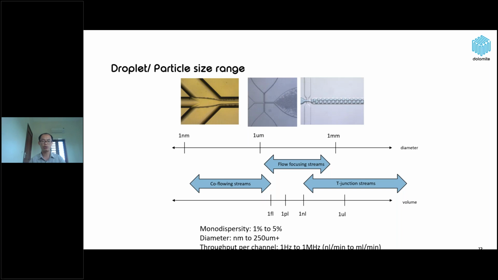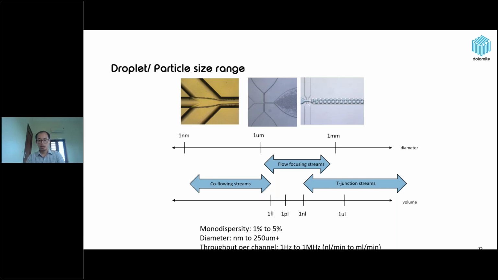With the core flow stream, we can make particles from nanoparticle size to microparticle size. From microparticle size to millimeter particle or droplet size, we use the flow focusing stream. And for particles or droplets larger than millimeters, we have the T-junction stream.